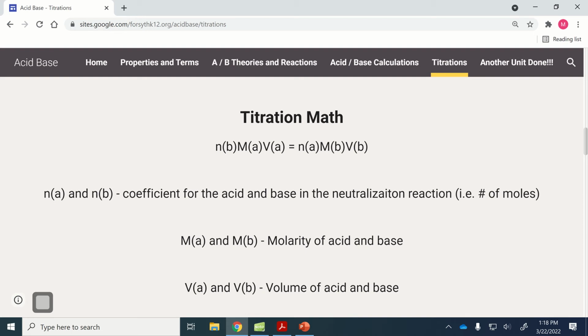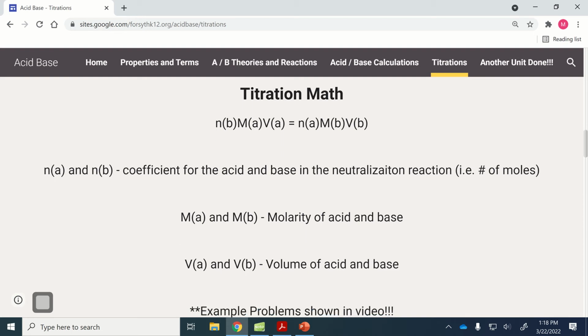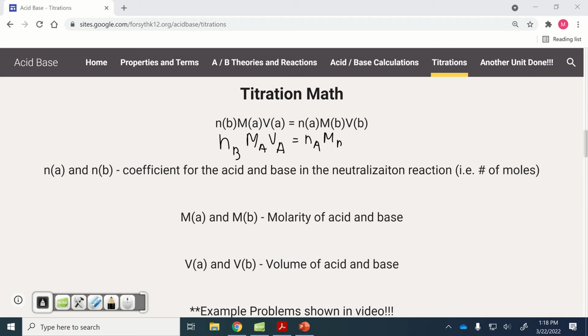For the titration math, our last equation, okay? And again, all the letters in parentheses should be subscripts. So if I rewrite this, it's NBMAVA equals NAMB VB. It can be capital or lowercase B, it doesn't matter. This is our formula for titrations, where we can then identify the unknown concentration or volume that we'll need with it, okay? So what are all these things?